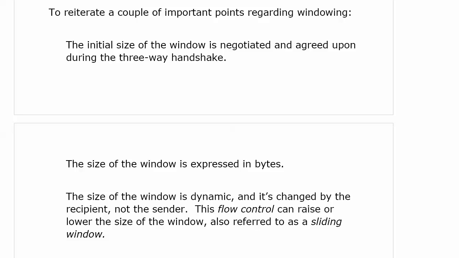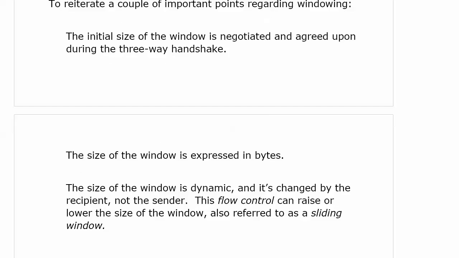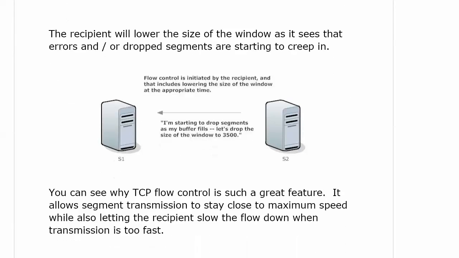The sender can't just say, well, I'm just going to keep on speeding up until you tell me otherwise. This flow control can raise or lower the size of the window, because as that recipient starts to drop some segments, it's going to start saying, wait a minute, we're going too fast. Lower that size a little bit. Let's lower the size of the window. And that's why we refer to it as a sliding window. It can slide up or it can slide back. And the recipient, of course, will lower the size of the window as it sees that errors or dropped segments are starting to creep in.